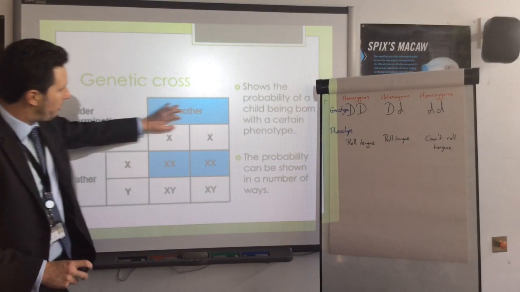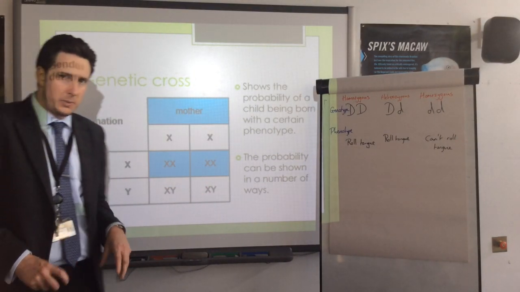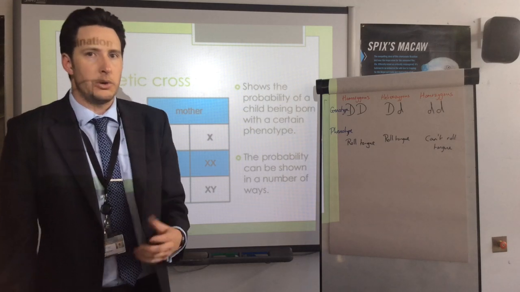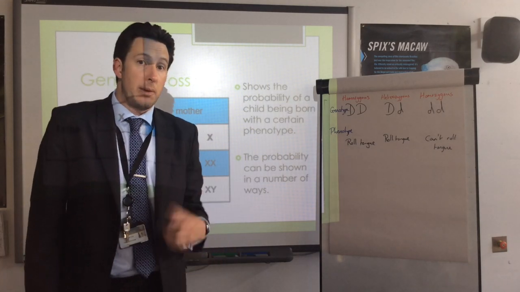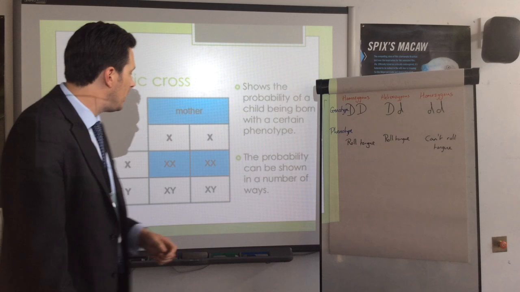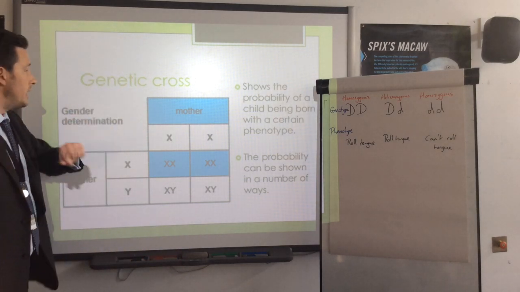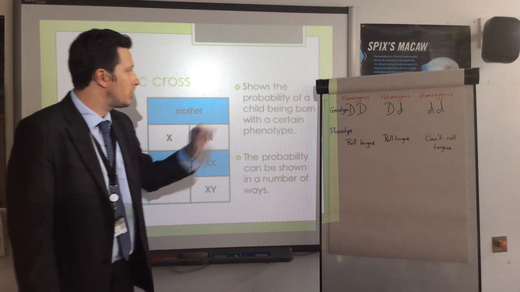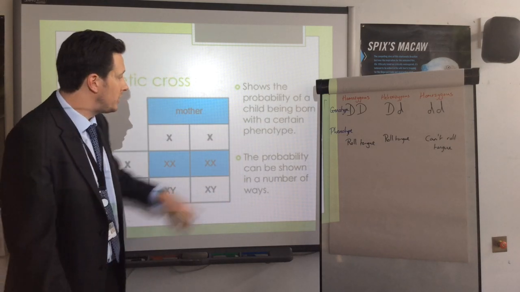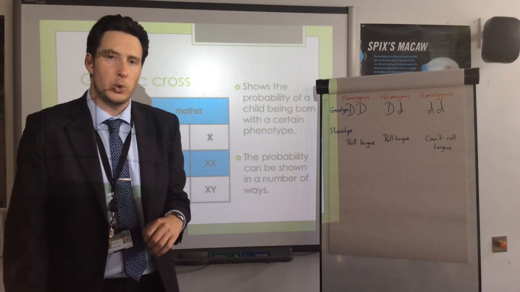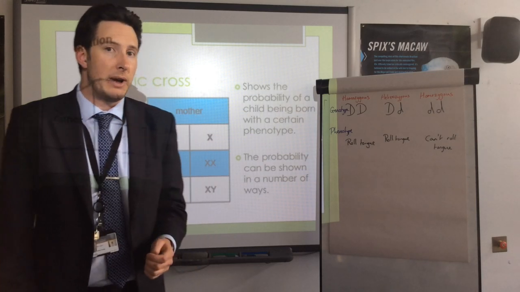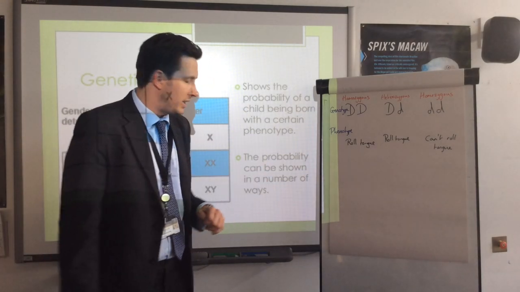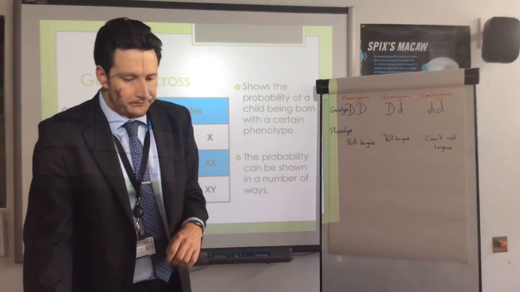This thing is called a Punnett square. It's the easiest way to do it. It's actually the only way I'm going to show today, because I think it's the easiest by far. And you can do it for gender. So this is to determine the gender. It shows the probability of a child being born with a certain phenotype. In this case, we're talking male or female. And the probability can be shown in a number of ways.